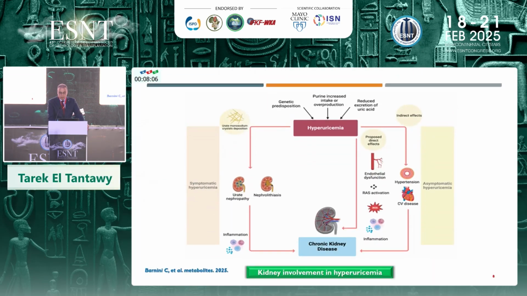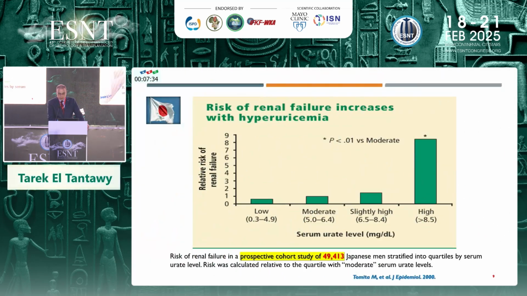Kidney injury could occur through hyperuricemia, either from genetic predisposition, increased purine intake, overproduction, or reduced excretion of uric acid. So we have monosodium urate deposition with urate nephropathy or nephrolithiasis, and the inflammation can lead to chronic kidney disease. On the other side, indirectly, with asymptomatic hyperuricemia, endothelial dysfunction, RAS activation, reactive oxygen species, and inflammation can also lead to chronic kidney disease.